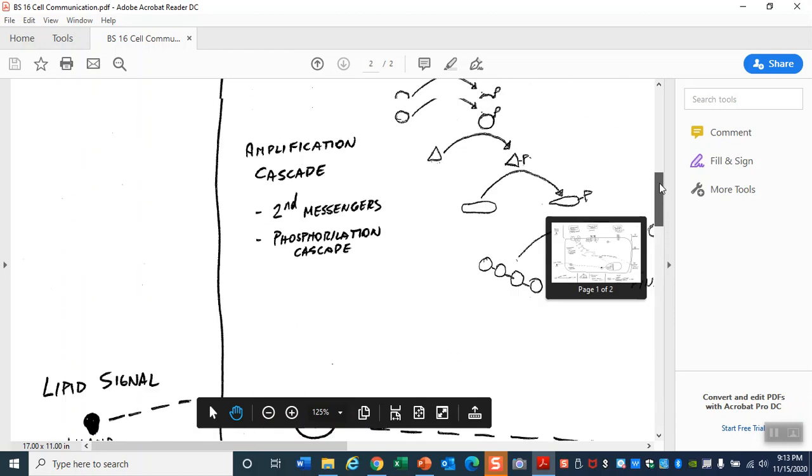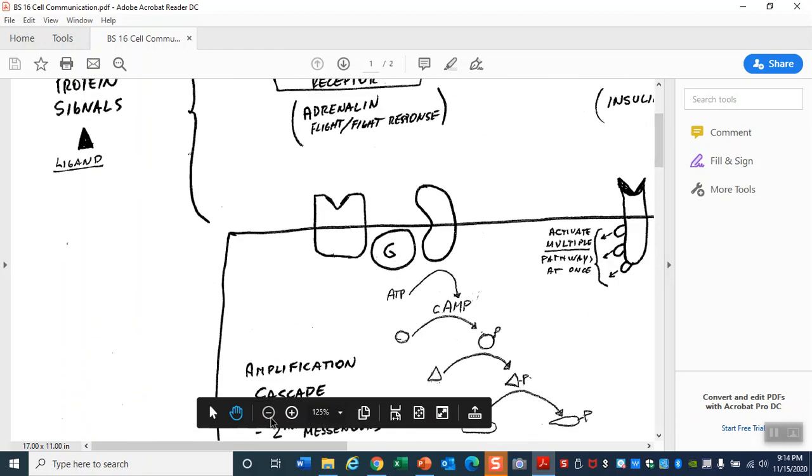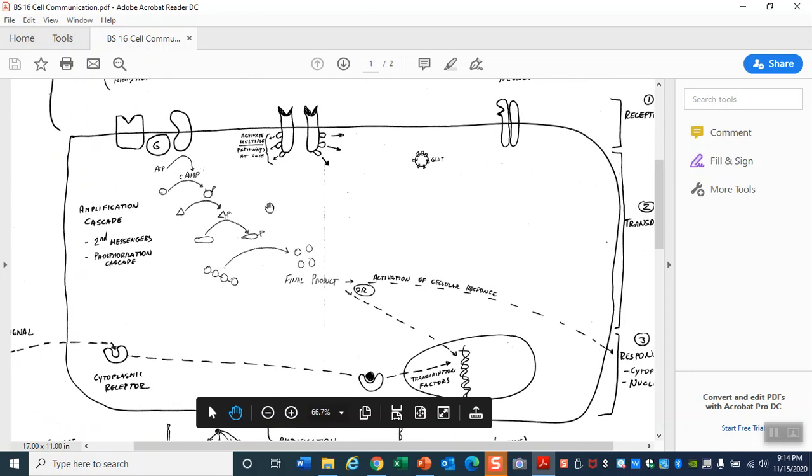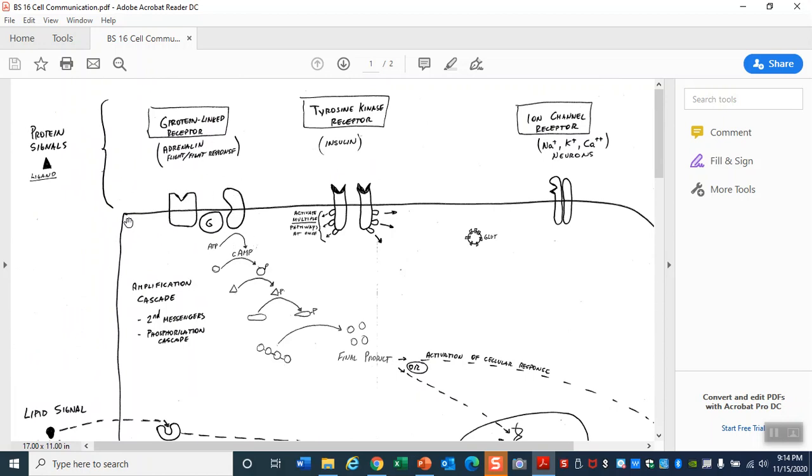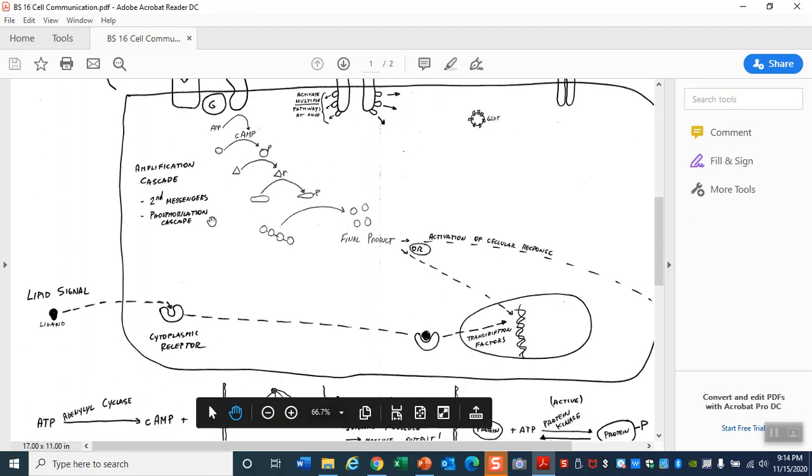Back to the other side of the big sheet, you have a model cell. This is going to be a liver cell. We'll talk about that in a second. But here's your model cell. Here's the cell membrane all the way around the periphery. And here are some groups of receptors that we're going to talk about. This first receptor here on the left is called a G protein linked receptor. We'll talk about that in this video. Next video, we'll talk about tyrosine kinase receptors, and then we'll talk about ion channel receptors. And we'll also talk about lipid signals too.